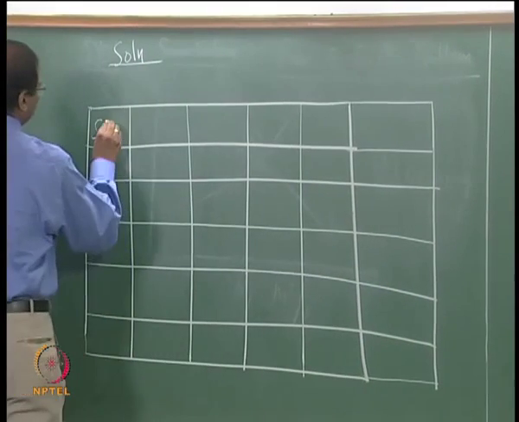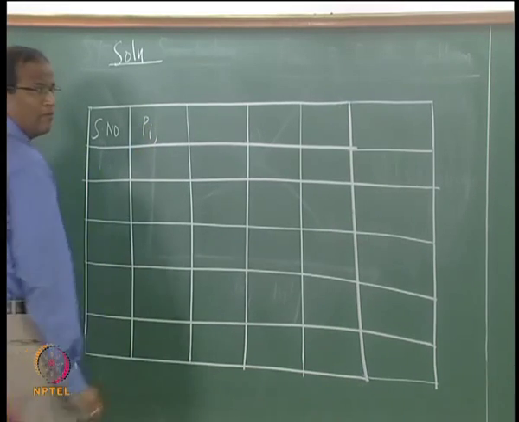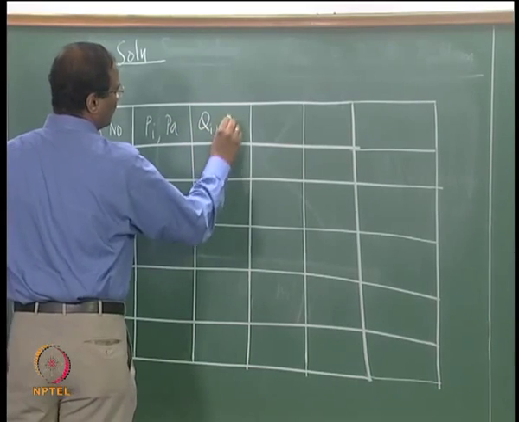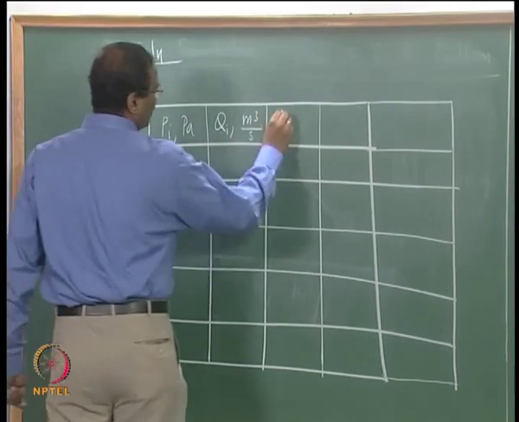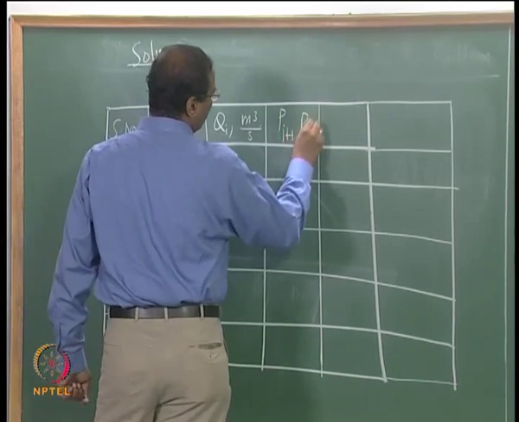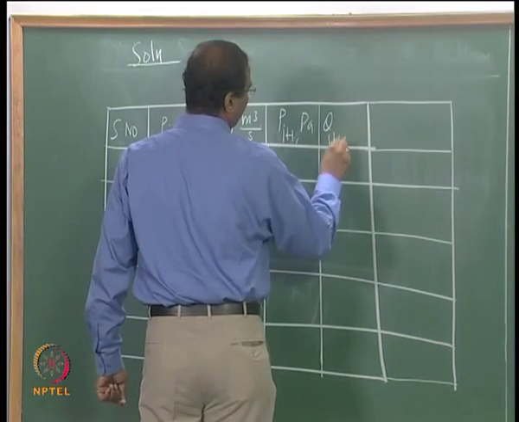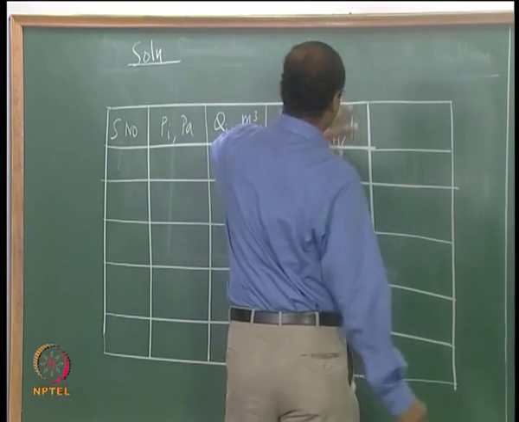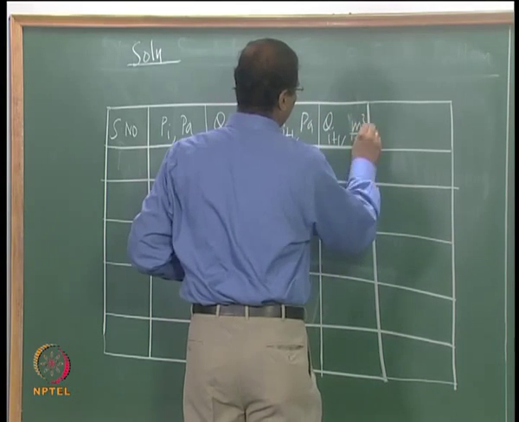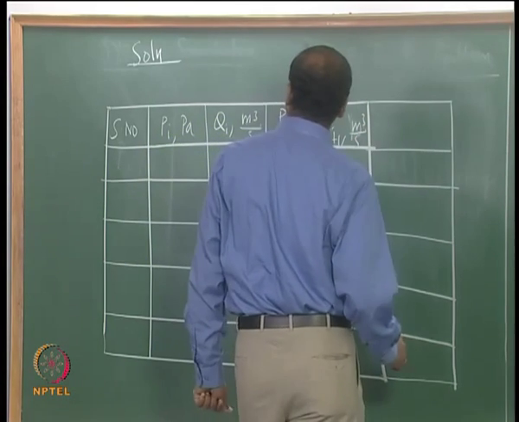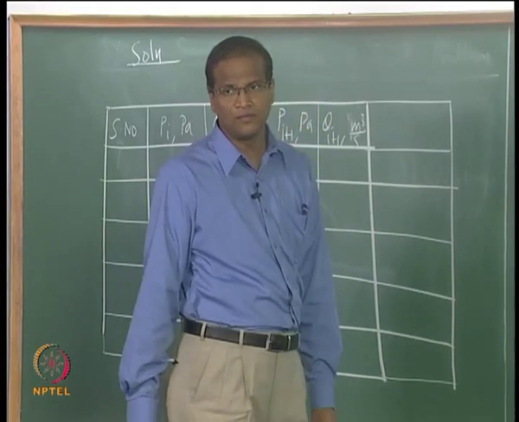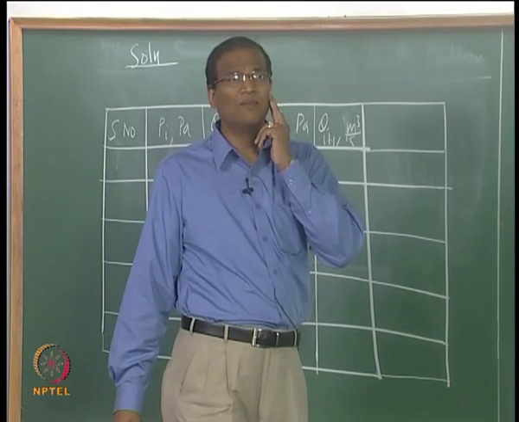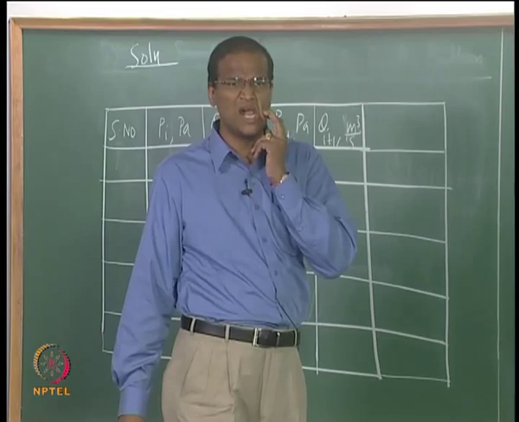So serial number, P of i in Pascal. What will be the stopping criterion? But the units are different, right? Is it okay? Okay, we will start with this.